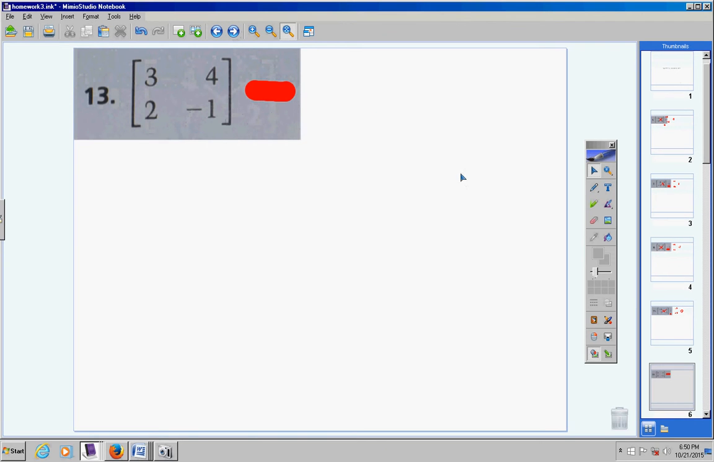Number 13. We're going to find the determinant of a 2 by 2. So we multiply diagonally up and we change the sign. So positive 8, we change it to a negative 8. Multiply diagonally down. 3 times negative 1 is negative 3. Do not change the sign. Combine those two numbers and you will get a negative 11.